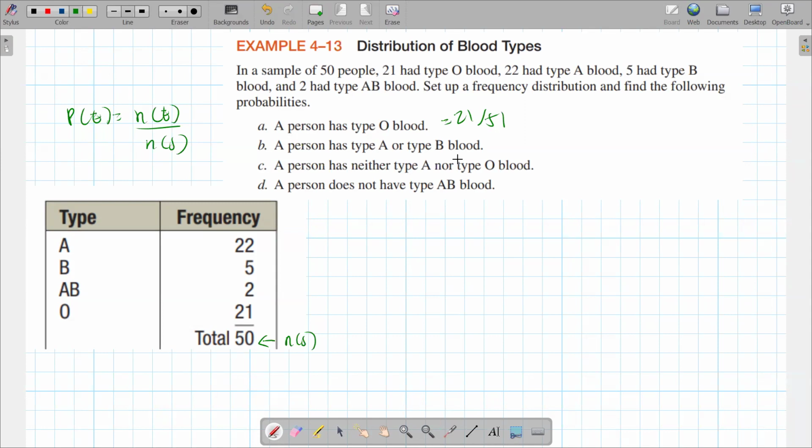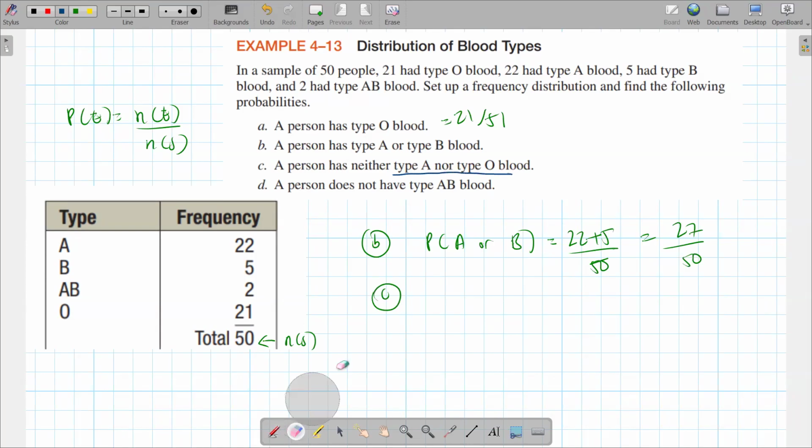A person has type A or type B blood. Type A is going to be 22, and type B is 5. So are we going to add type A plus type B over the total number? Yeah, perfect. That's right. So it'll be 22 plus 5 over 50, 27 over 50.